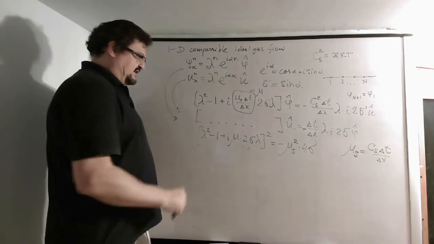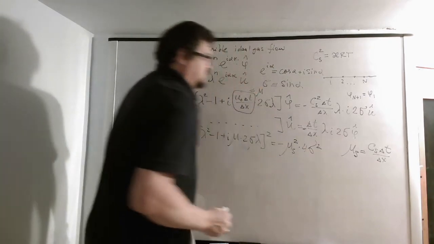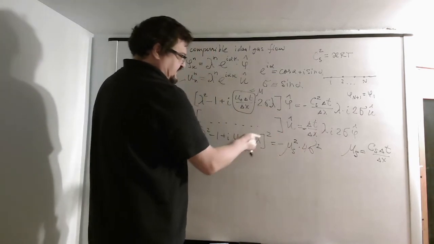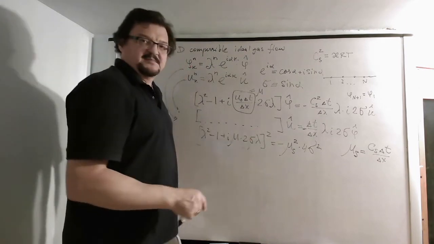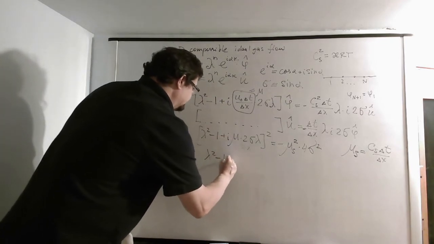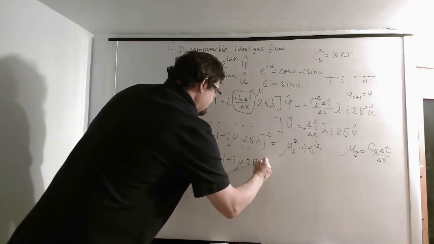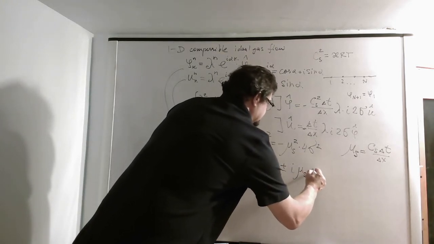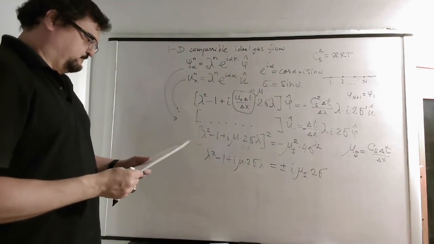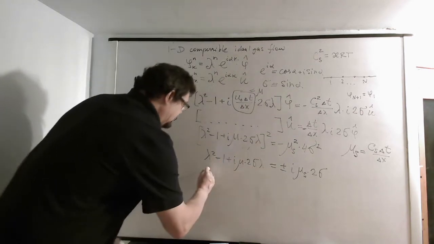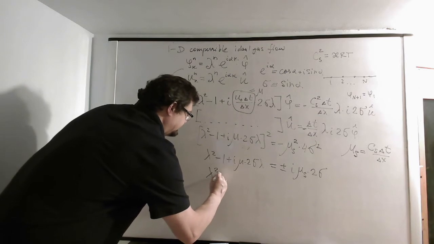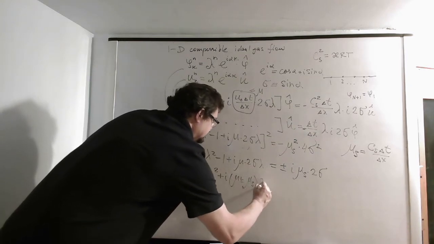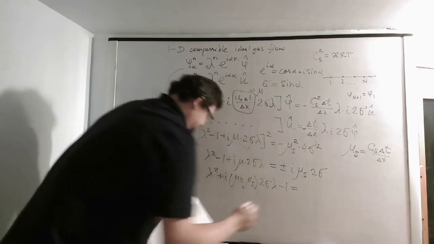Okay, so now we have this equation, and we need to take the square root of both sides. The right-hand side is negative, so the square root should involve an imaginary number. So we have lambda squared minus 1 plus I mu 2 sigma lambda equals plus or minus I mu_s times 2 sigma. Now we can combine with this term and we get an equation like the following: lambda squared plus I mu plus or minus mu_s, 2 sigma lambda, minus 1 equals 0.